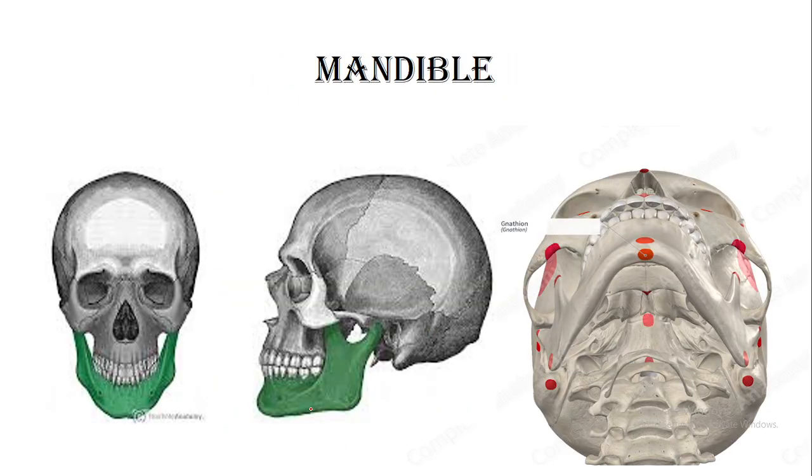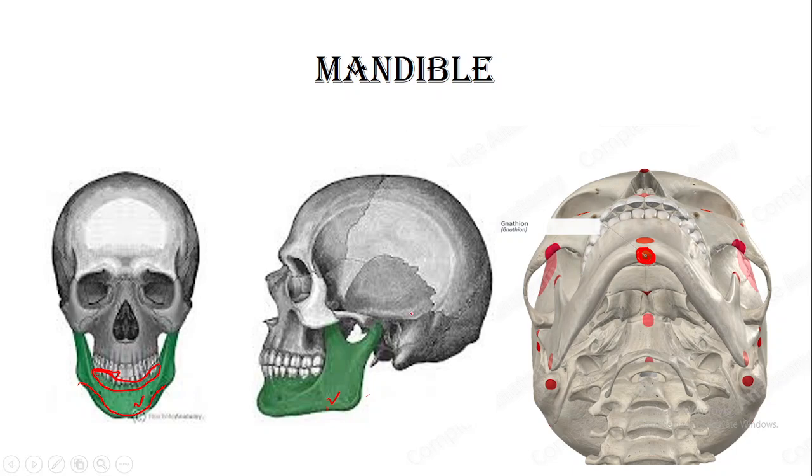Then coming to the mandible. This is the mandible, which forms the lower part of the face. The upper border of the mandible is the alveolar arch, which bears the mandibular teeth, and the lower border of the mandible is rounded. The middle part of the lower border of the mandible is called the gnathion. So this is the gnathion.